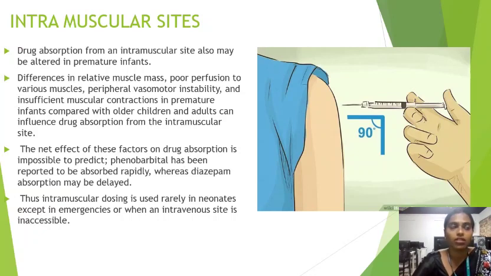So these are the other factors we can see here. Drug absorption from an intramuscular site may also be altered in premature infants. So the intramuscular way of absorbing drugs may also change in infants. Next, differences in relative muscle mass. Muscle mass will be different.